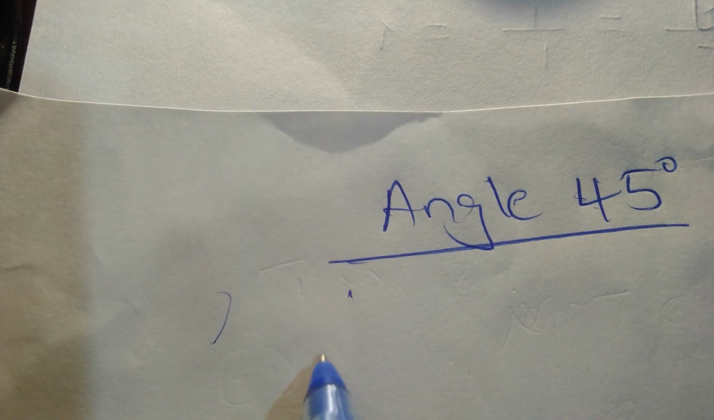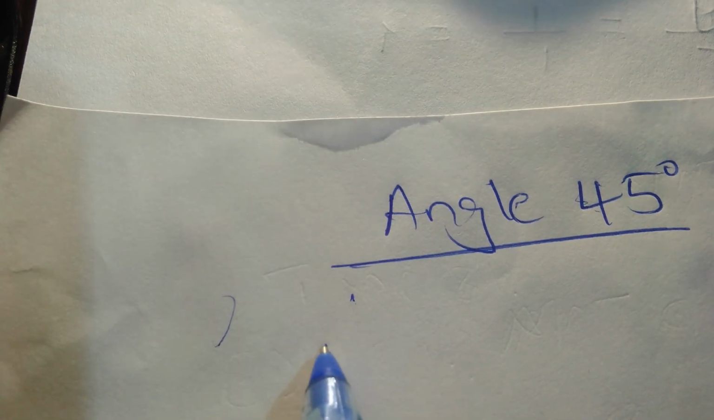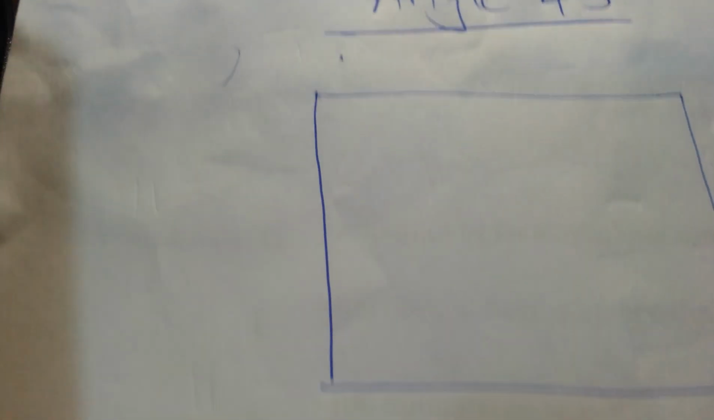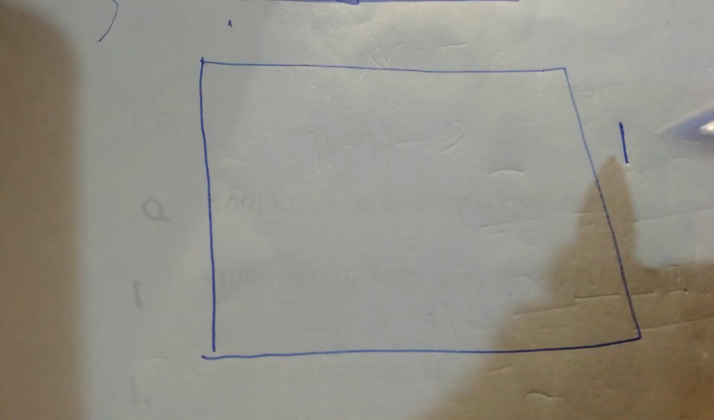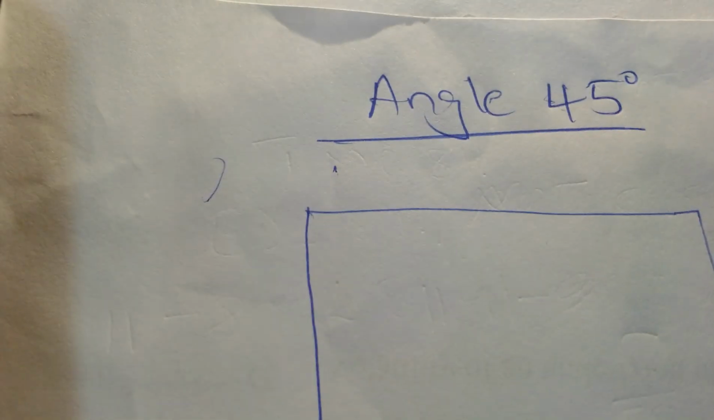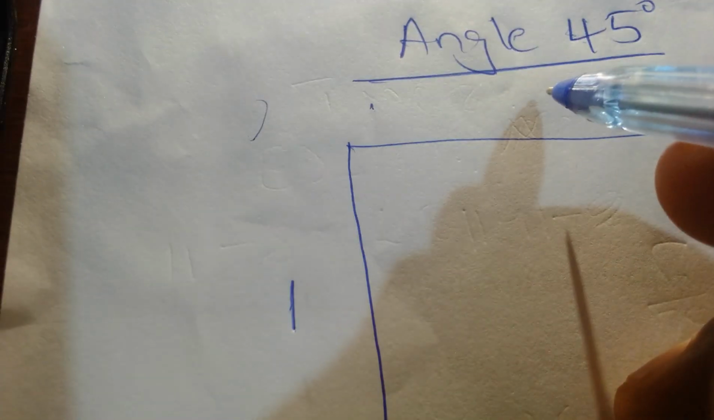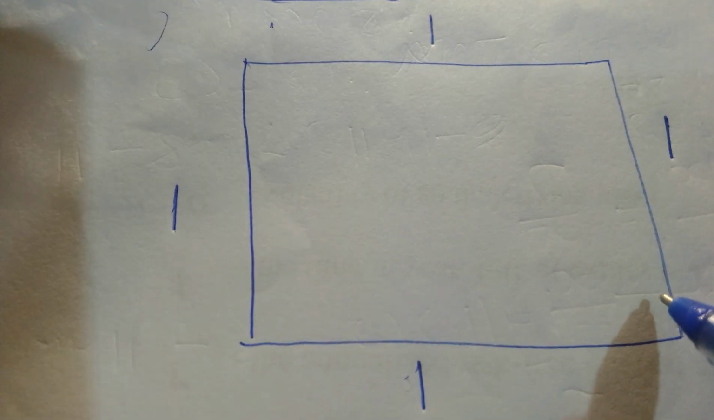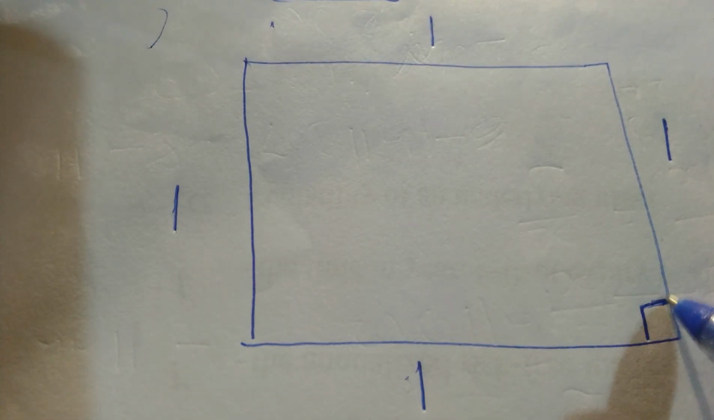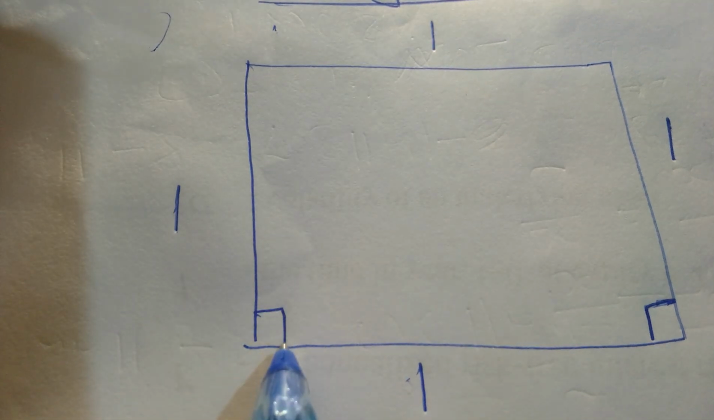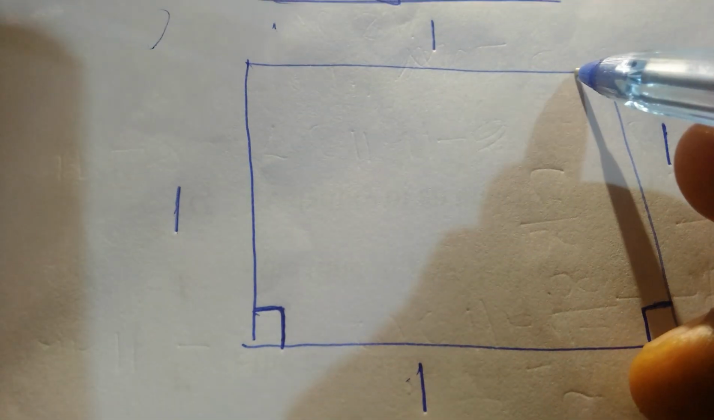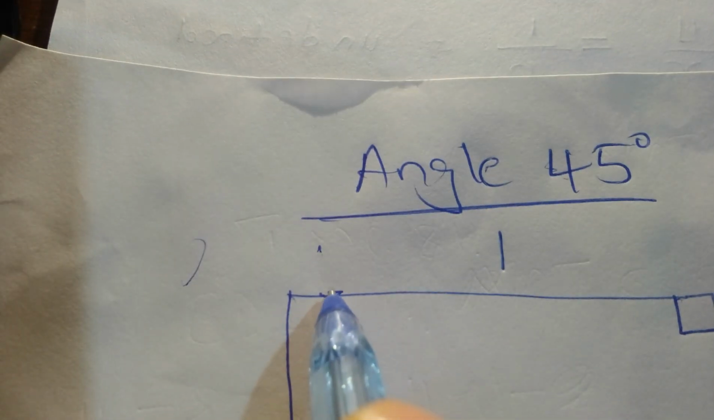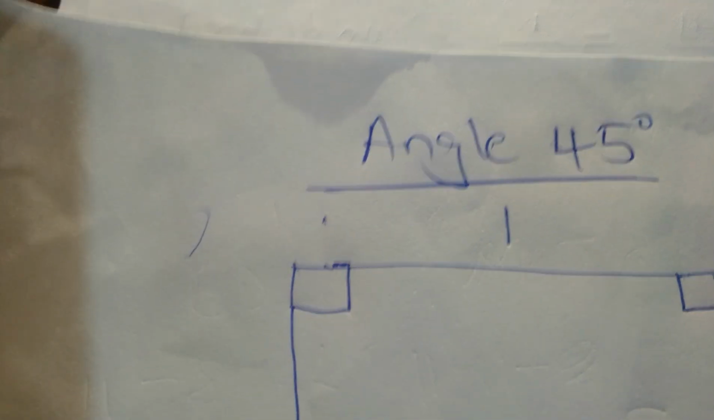Suppose you have this square, let us assume this is a square of side 1 unit each. This is 1, this is 1, this is 1 unit, and this is 1 unit. And therefore, as a square, each of the interior angles is 90 degrees.